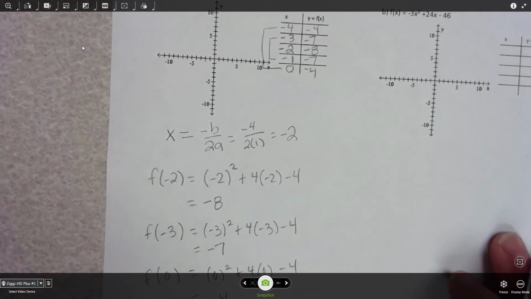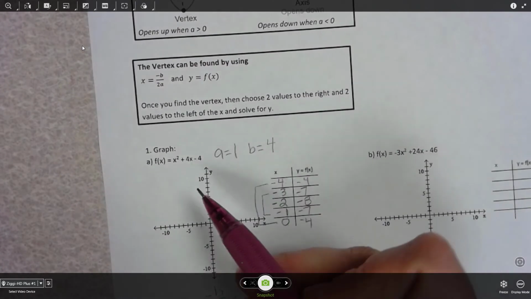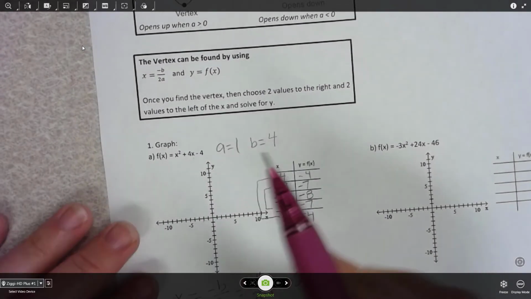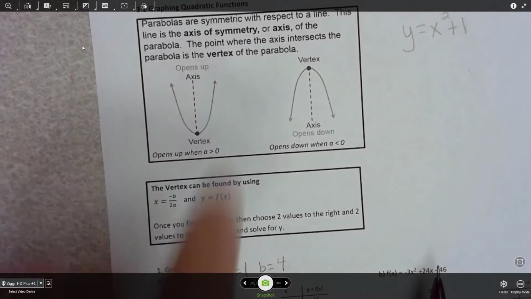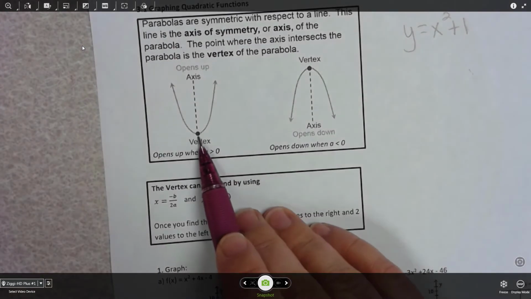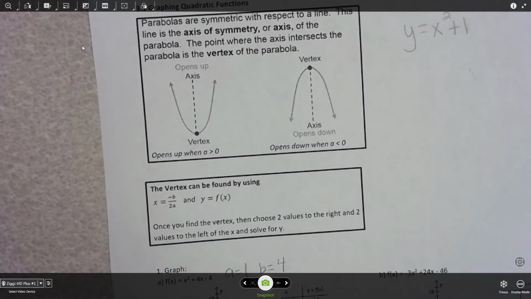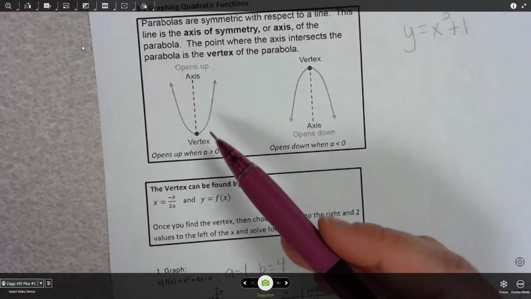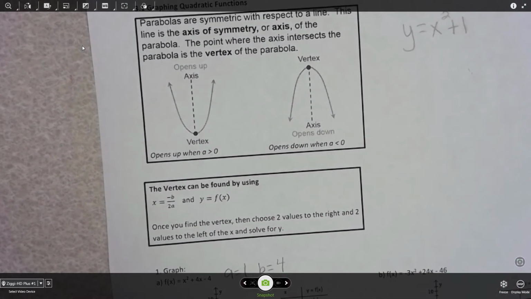Alright, now that we have our points, let's take a look at the function for just a quick bit here. The a is positive. So that means my parabola should open up, and my vertex should be the lowest point in that parabola. So once I plot my coordinates, I'm going to make sure that my graph matches that: it is opening up and my vertex is the lowest point. If it's not, then I've either calculated wrong or I've graphed wrong.